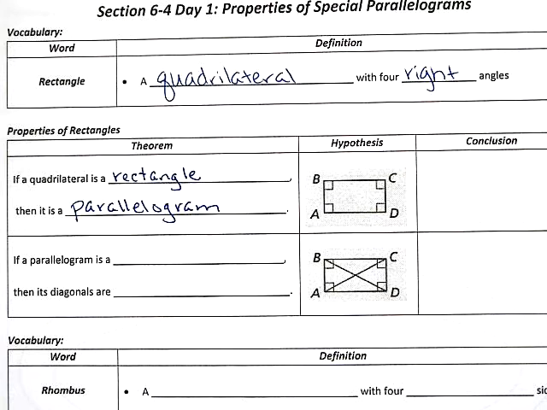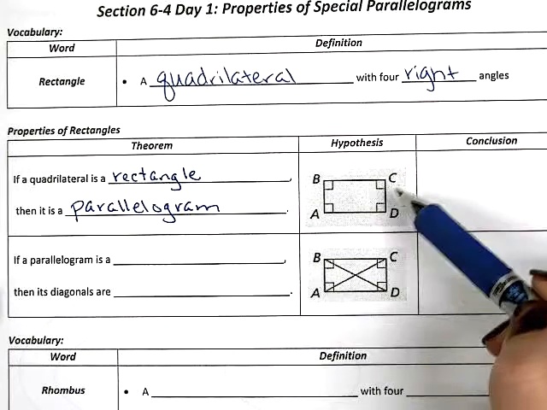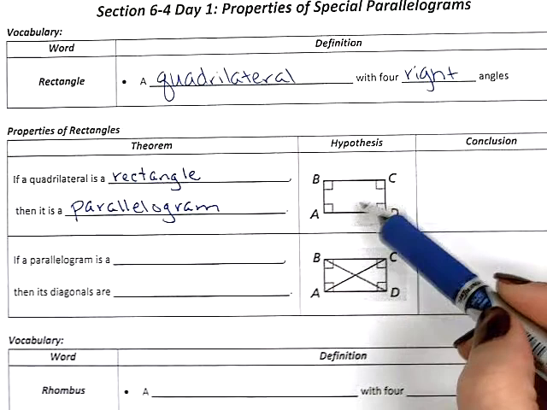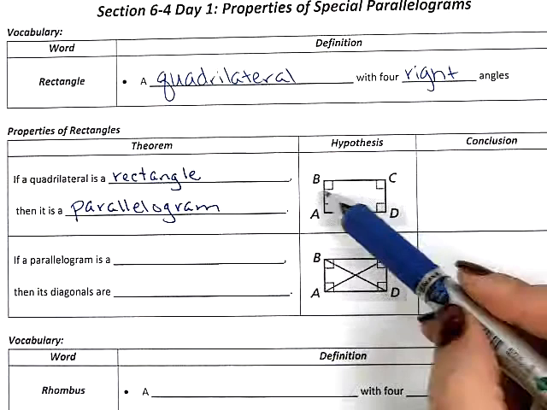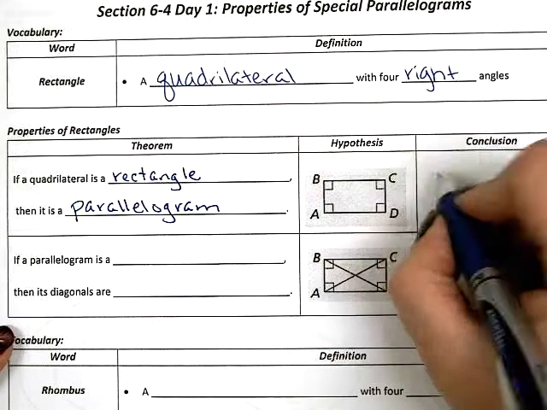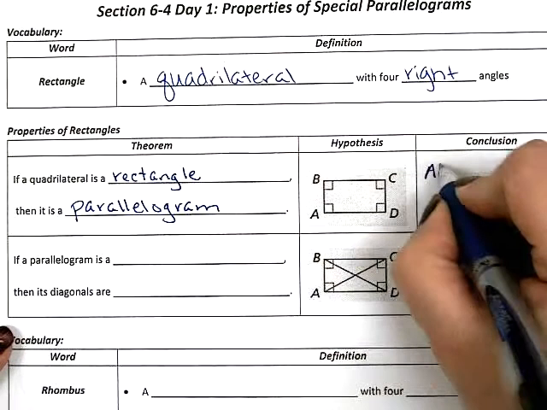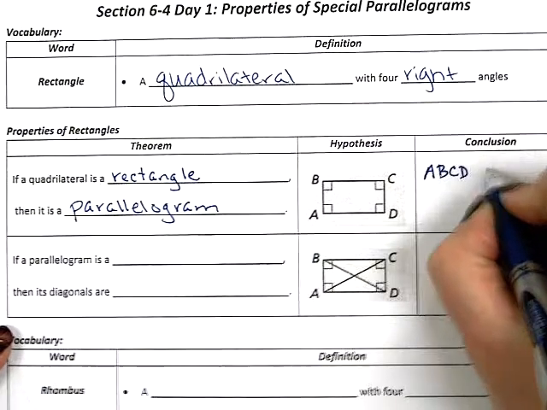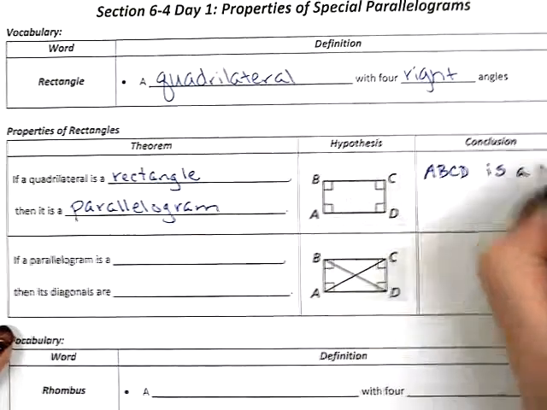So, our hypothesis, our if part, we've got a quadrilateral that's got 4 right angles. So that means we know that it is a rectangle. That means that ABCD is a parallelogram.